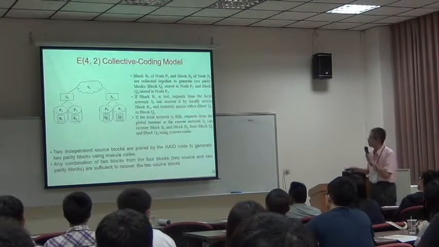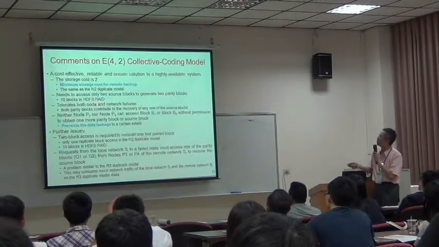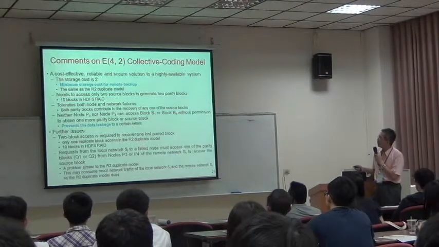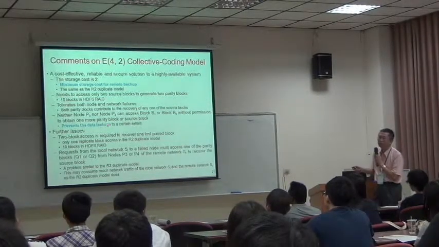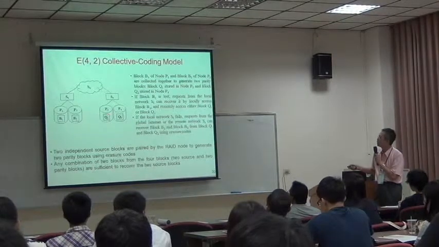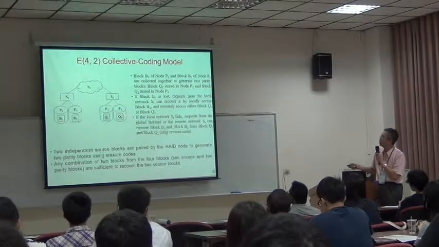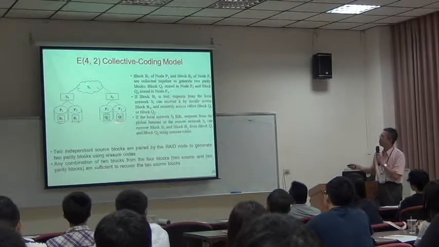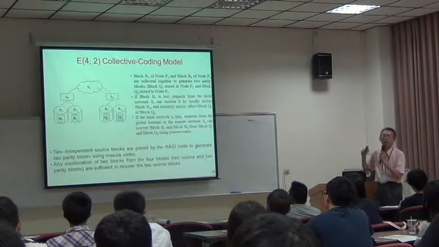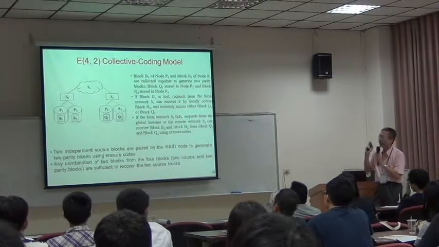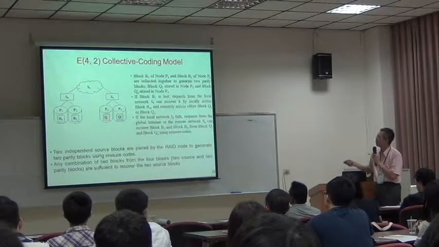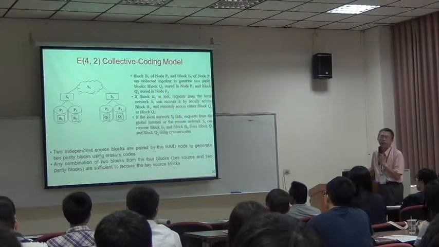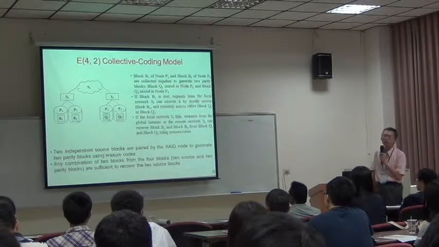So the storage cost is 2. This is the minimum storage cost. Another good thing is that it prevents data leakage, because this block is not the same as B1 and that one is not the same as B2. Neither P3 nor P4 can recover the data with only the other one. They need 2 blocks to recover data, but they each only have 1 block, so they cannot recover the source data. So we can prevent the information leakage problem.